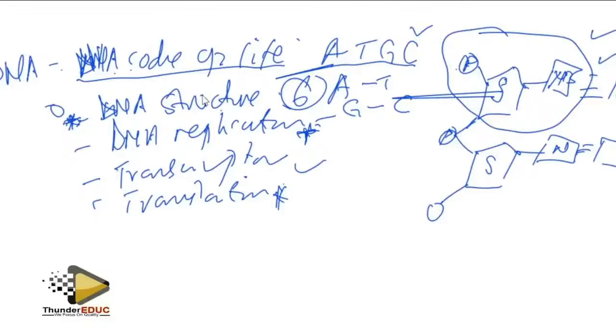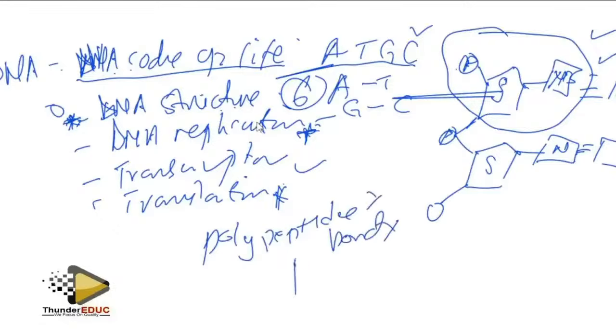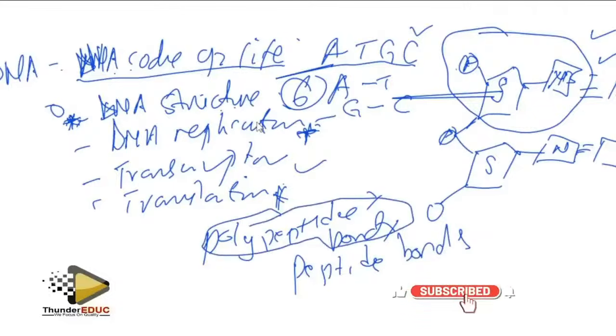Now listen, I'm going to show you these other questions which you might find in your paper. Before I go there, students make a mistake and they call peptide bond polypeptide bond. This is wrong. We don't have a polypeptide bond. Please don't call them polypeptide bond. Call them peptide bond.